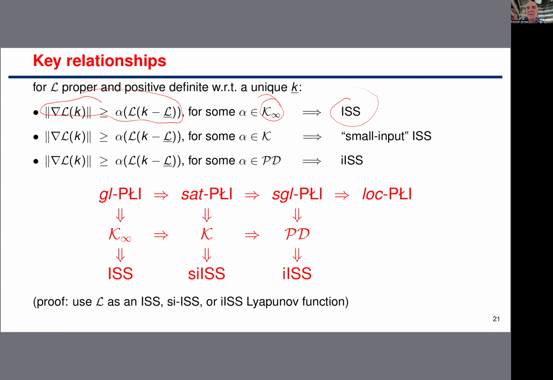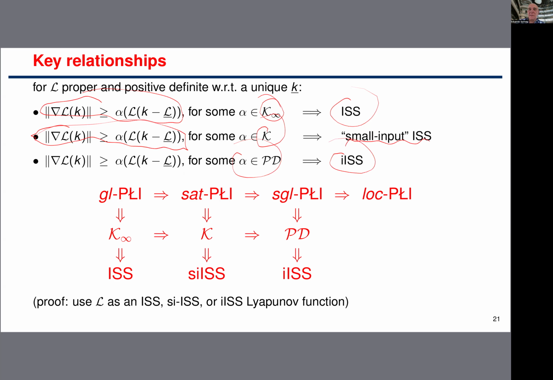Suppose, on the other hand, that we only have a class K estimate. Then all we can conclude is small input ISS, which Leilei will talk about, and it means basically that for some bound on inputs, but not for arbitrarily large inputs, we have an ISS estimate. And if we only have a positive definite estimate, then we only get integral ISS.